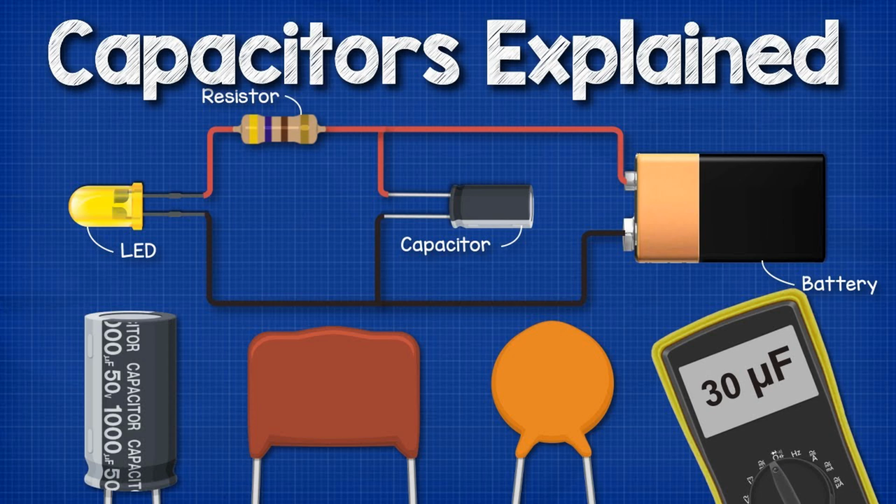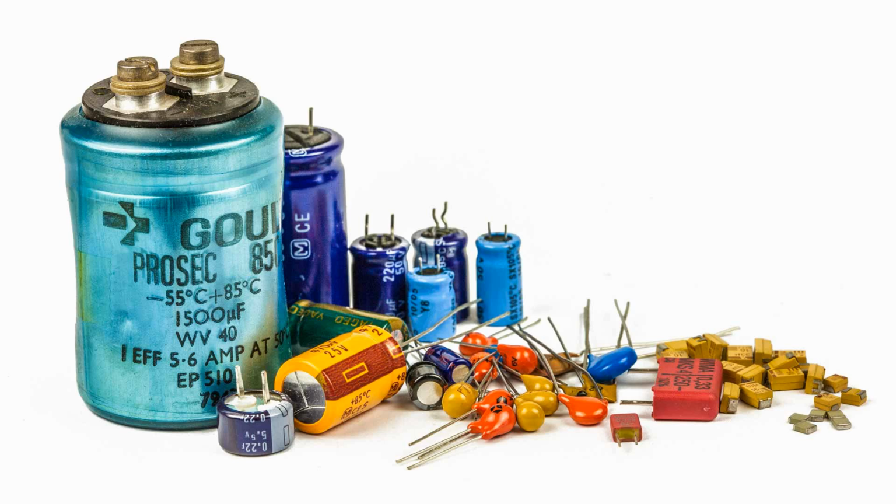Noise reduction in power electronics. Description: capacitors filter electromagnetic interference, EMI, and radio frequency interference, RFI, in power electronic circuits. Example: in switching power supplies, capacitors reduce EMI and RFI, protecting sensitive components and improving overall performance.